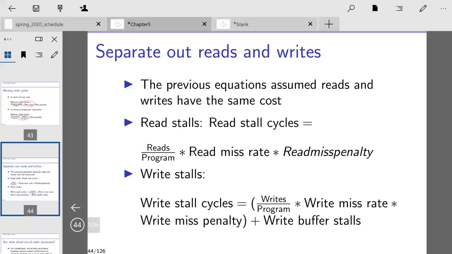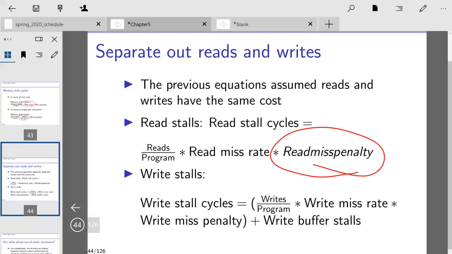We can also separate out reads and writes. Things get a little more interesting when we do that, because we actually have a write buffer. Oh, and I've got this messed up, I need to fix that. But the read stalls are the number of reads per program, which I would give you a frequency of.